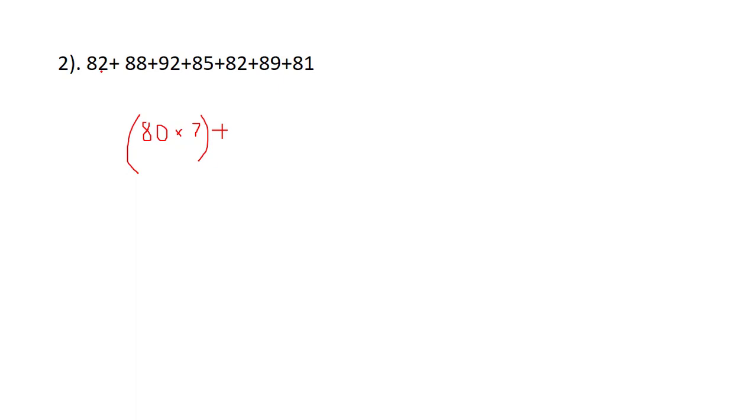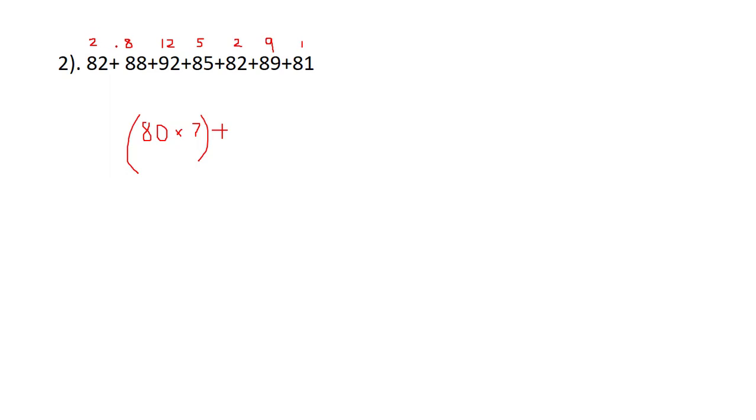As you can see, 82 is 2 more than 80. So we will take 2 from here, 8 from here. 92 is 12 more than 80. So 12 from here, 5 from here, 2 from here, 9 from here and 1 from here.